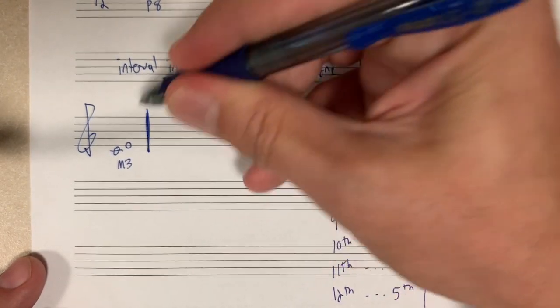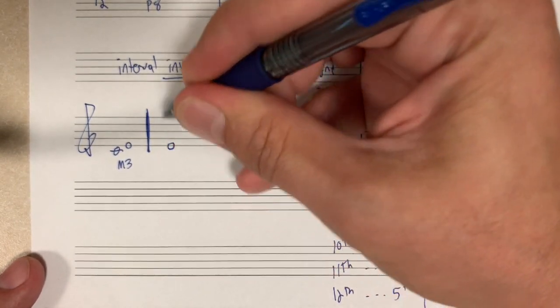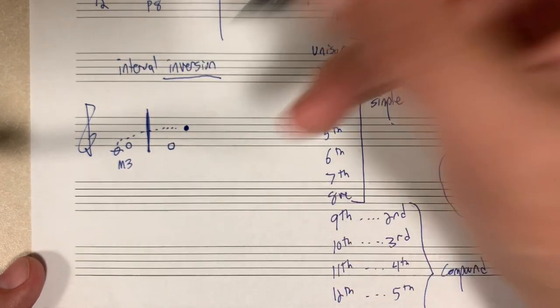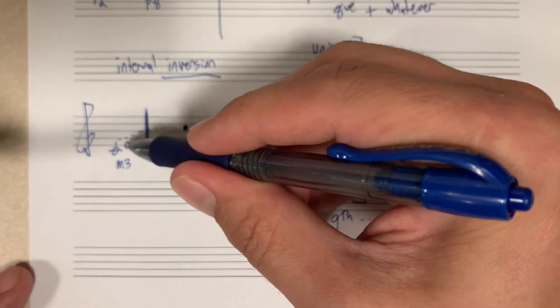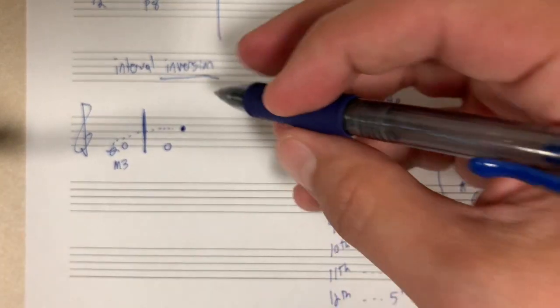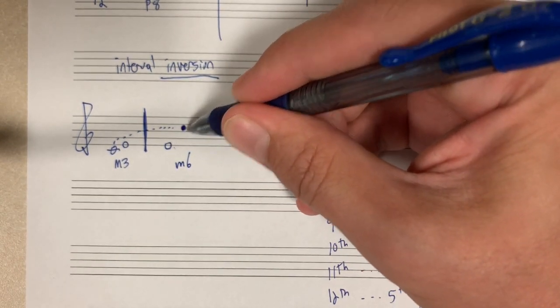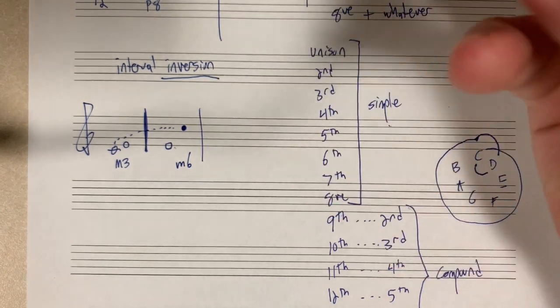Well, if we want to invert that interval, what it means is we take one of the notes and move it an octave. So we take the C and move it up an octave. And now instead of a major third, do, mi, we have a minor sixth. Mi, do, do, mi, do, right?